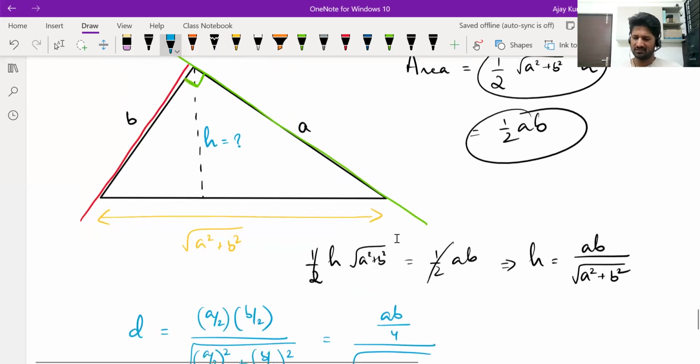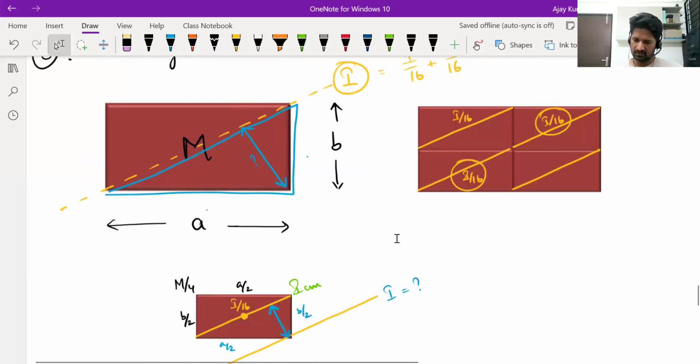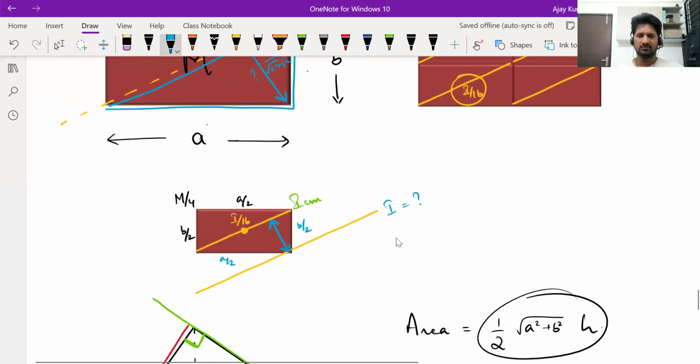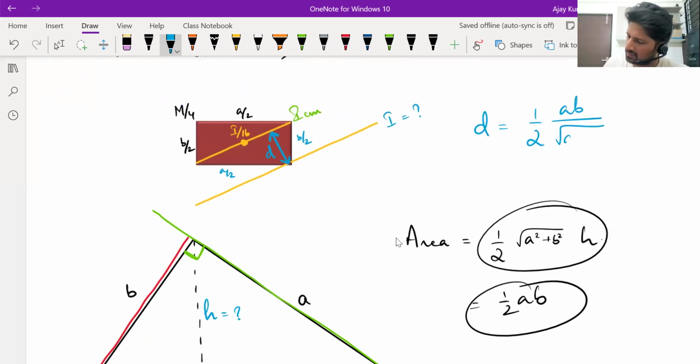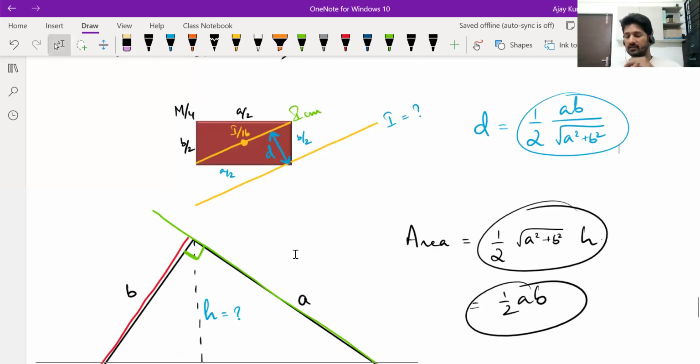Why are we struggling so much, wasting time? Will it not be half of the big rectangle's height? Big rectangle height is ab by root of a square plus b square. If all dimensions are halved, then this height also will get halved, no? We can use that. This distance d is therefore half of ab by root a square plus b square. We got the distance that we need. Why did we need the distance? To express this rectangular piece's moment of inertia about the original diagonal, the big diagonal that I have drawn. So, let me copy this.